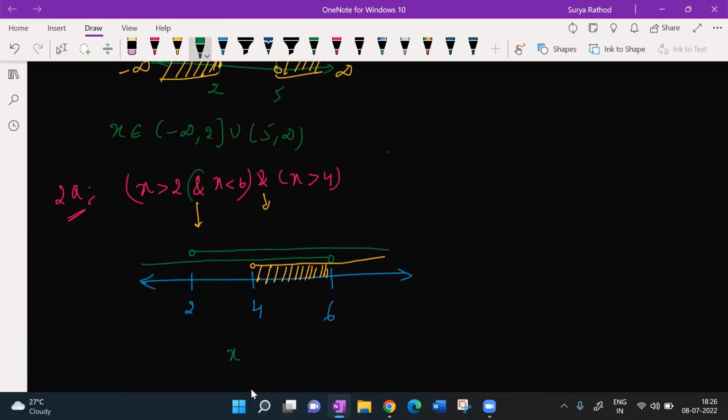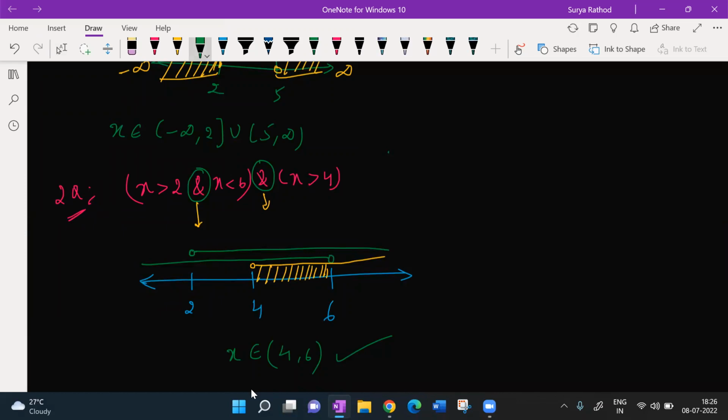Why are we taking the common region? Because he has mentioned it here. So x belongs to 4 to 6, with open brackets or close brackets? We are not including 4 and 6 here. I'm making a notch. Look here, notch. Here also notch. Notch is nothing but not including, an open bracket. This is my answer.